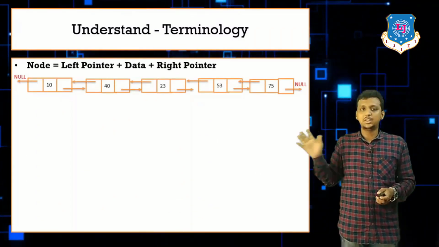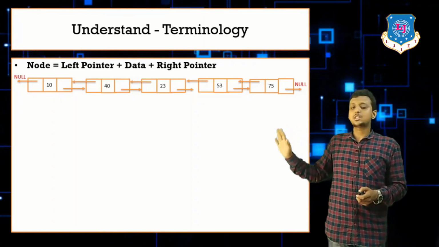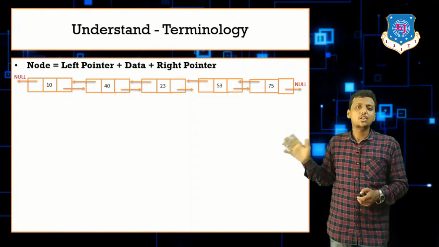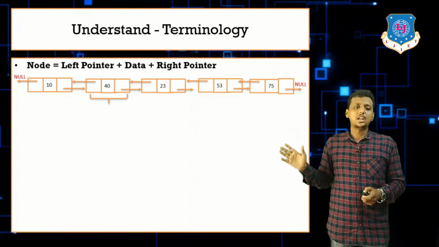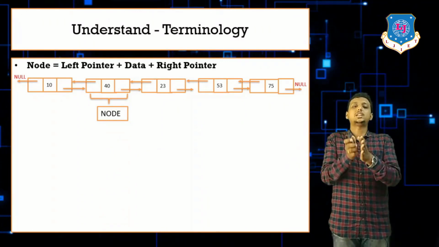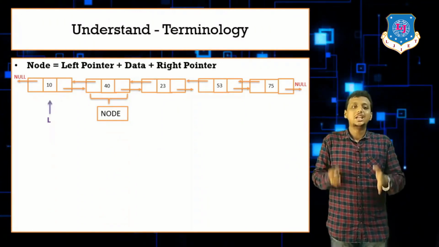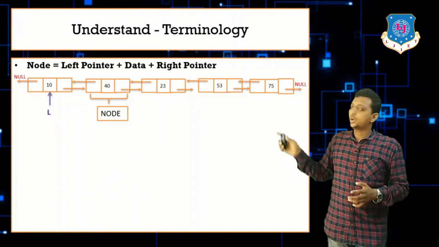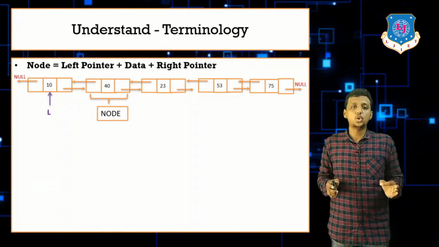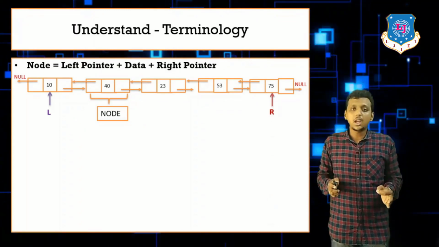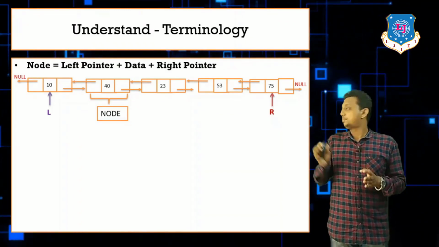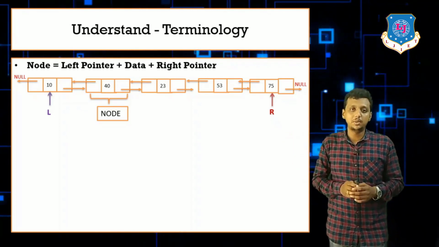Next, let's understand some terminology. I already told you, but just understand with the animations. First, this is my doubly linked list: 10, 40, 23, 53, 75, all values are there. This thing is known as the node. The combination of data and two pointers is known as a node. Next, 10 is pointed to by L. L is the left pointer which points to the leftmost node of my doubly linked list. Here is my R, the right pointer, which is pointing to the rightmost node of my doubly linked list.